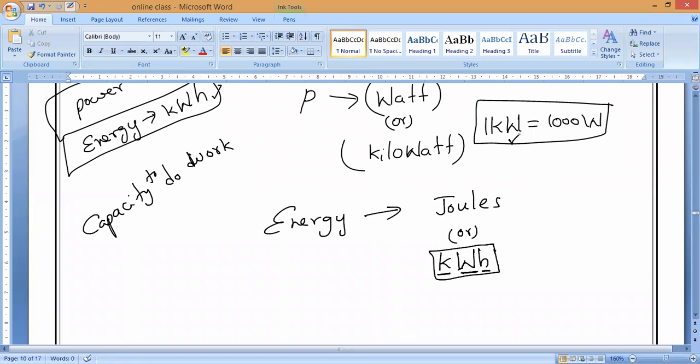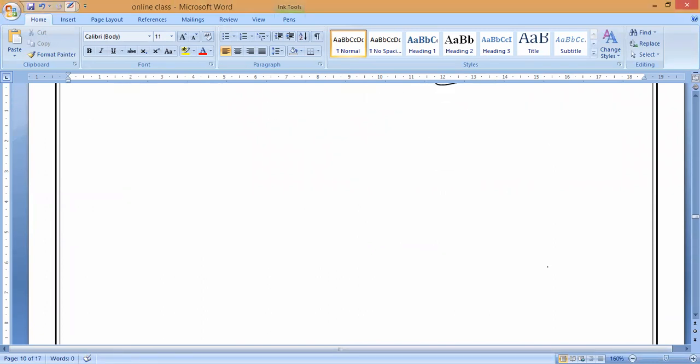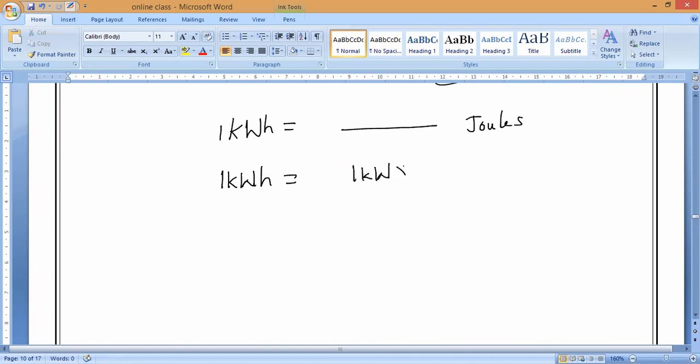Okay. Now let us see. We know that 1 kilowatt is equal to 1000 watts. Like that, we should know 1 kilowatt hour is equal to how many joules? Very, very important one. Now let us see: 1 kilowatt hour is equal to dash joules. That is our target. Now 1 kilowatt hour, can I write it as 1 kilowatt into 1 hour?